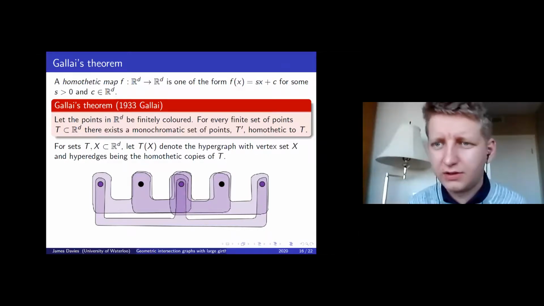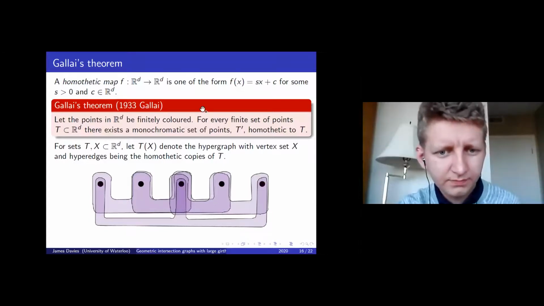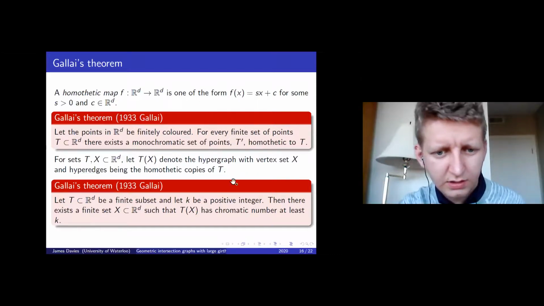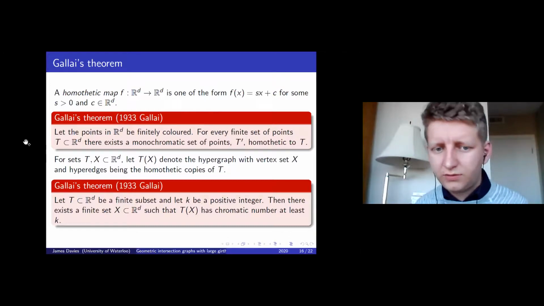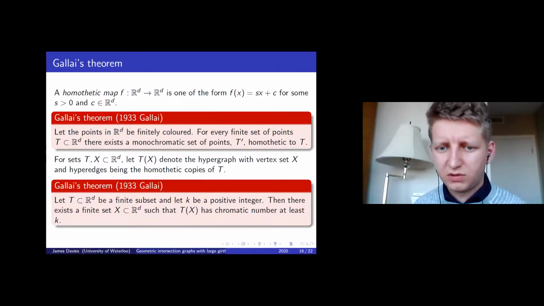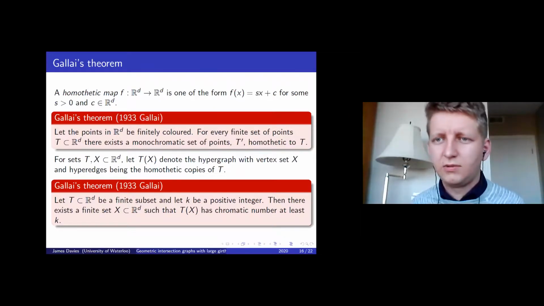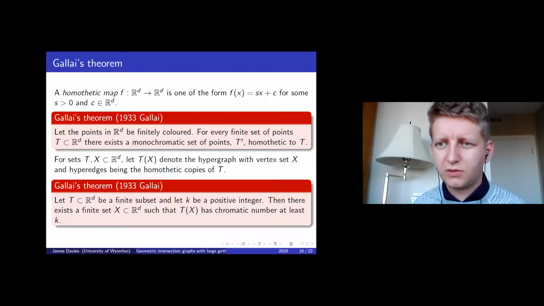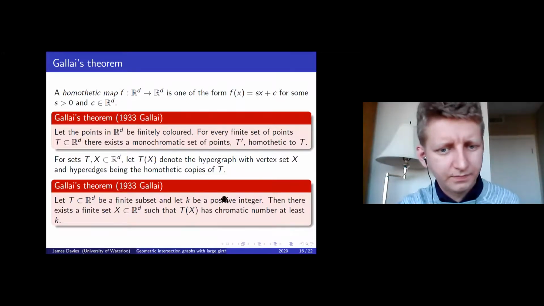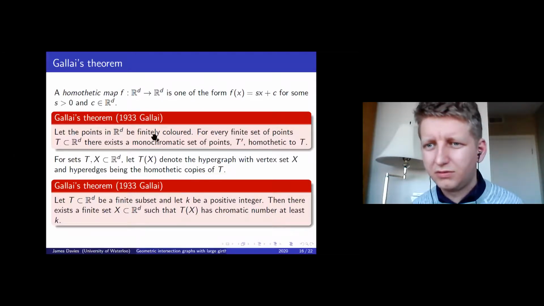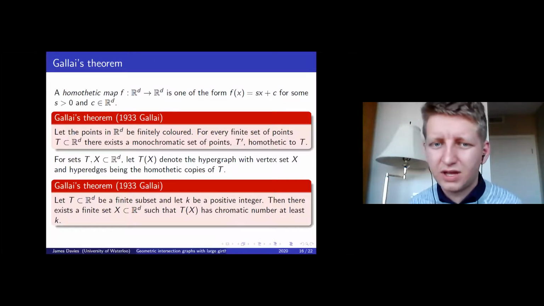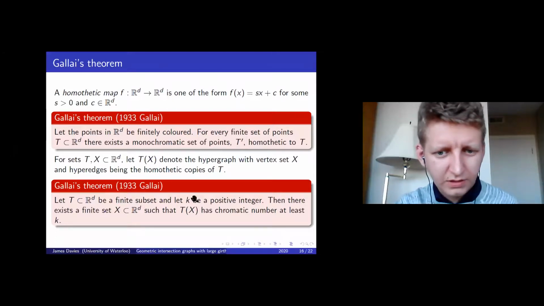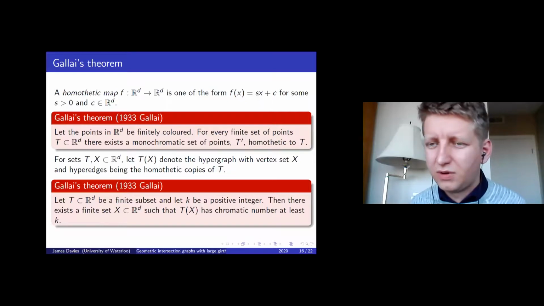So now we can just give a rephrasing of Galois theorem in terms of finite hypergraphs. The equivalent theorem is that if we pick a finite set t of points in our d-dimensional space, and we pick some positive integer k, then we can choose some finite set of points x in our d-dimensional space, and then the hypergraph with vertex set x and hyperedges on x corresponding to homothetic copies of t should have chromatic number at least k. So this is just an equivalent version of Galois theorem stated in terms of finite hypergraphs. So this is looking more relevant now. Like it's at least a theorem about high chromatic hypergraphs.